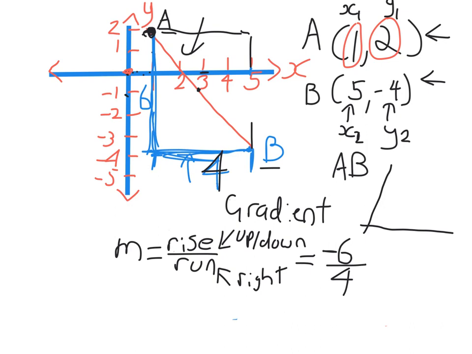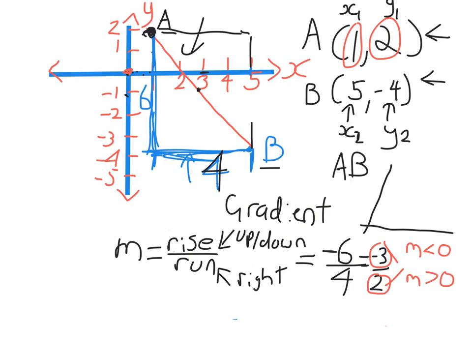If a line segment or a line leans to the left, so leans this way, that means that the gradient is negative. And if it leans right, the gradient is positive. So we'd expect a negative gradient here. Because we went down, it's a negative gradient, so it's negative 6 over 4, which is negative 3 over 2 if you simplify it, or negative 1.5. So what that means is for this line segment, for every 2 I go across, I go down 3. That's the simplest way of saying that.